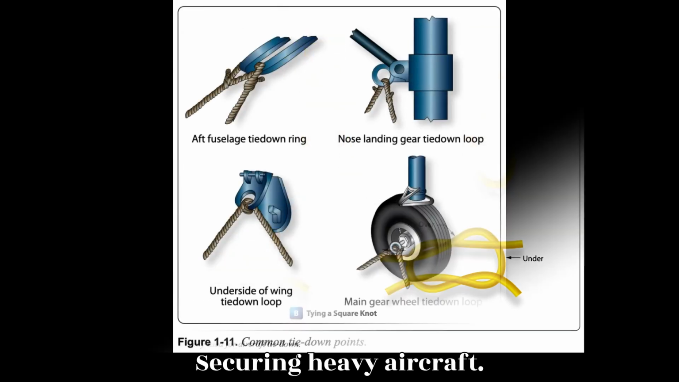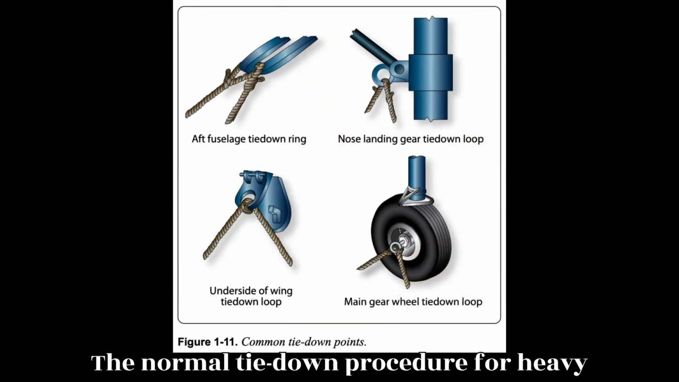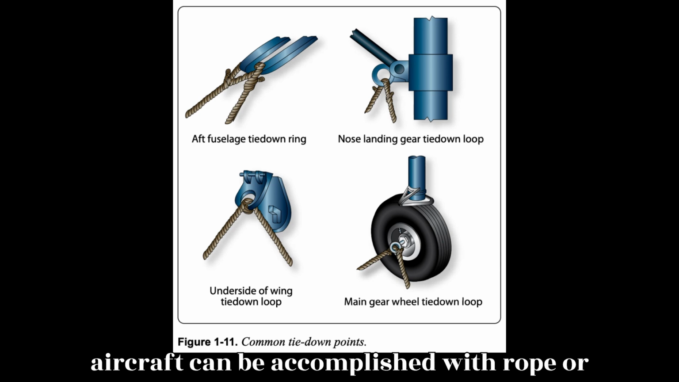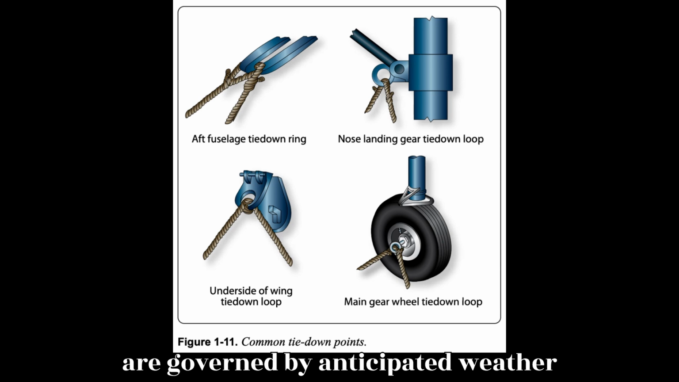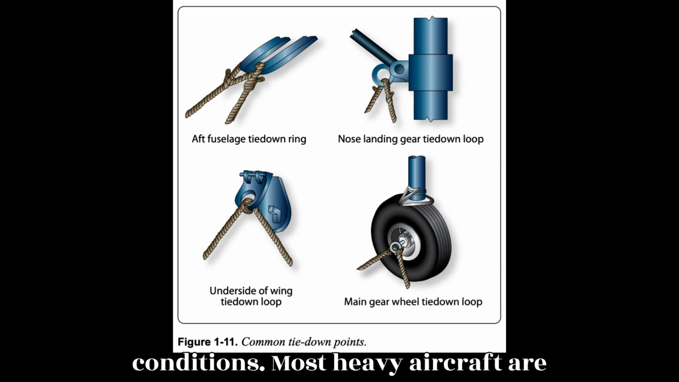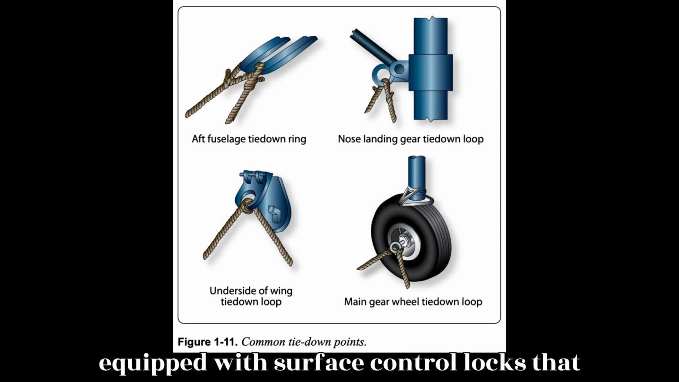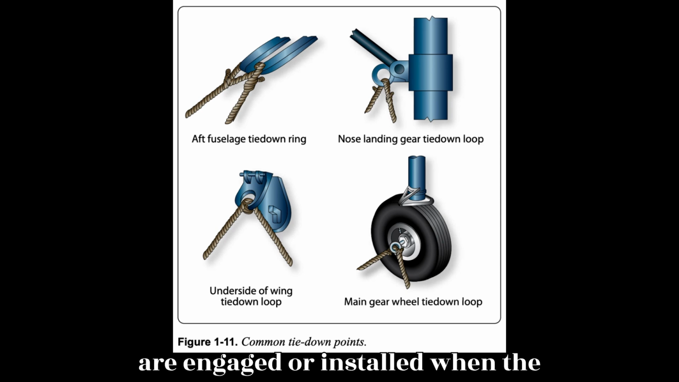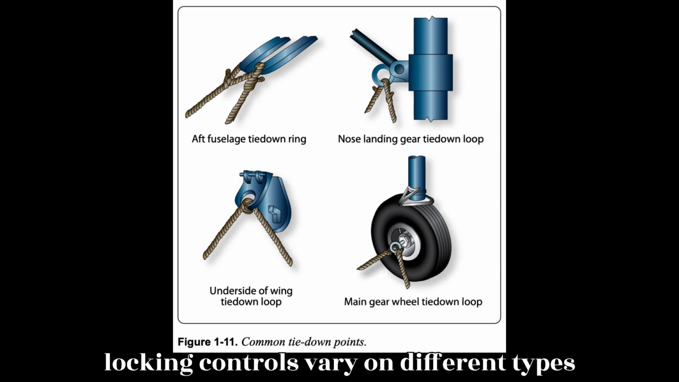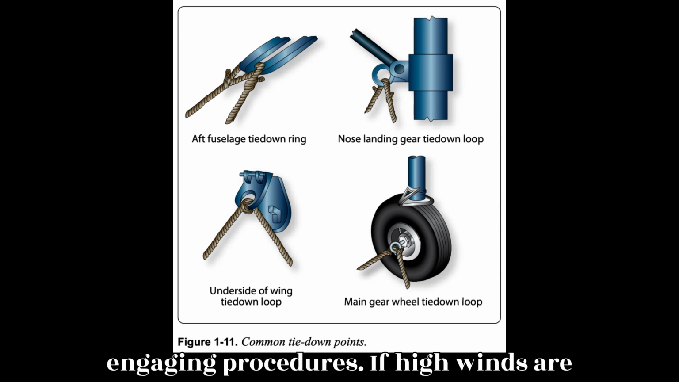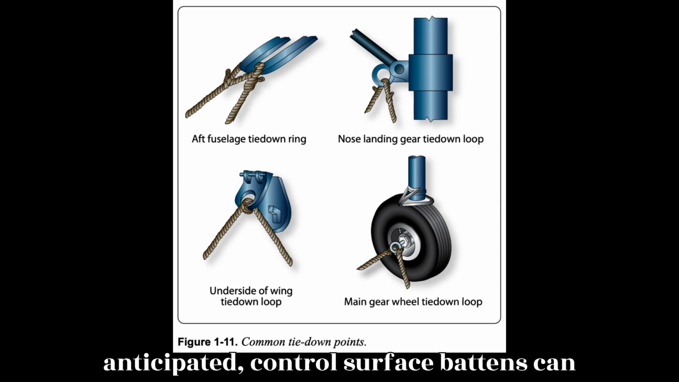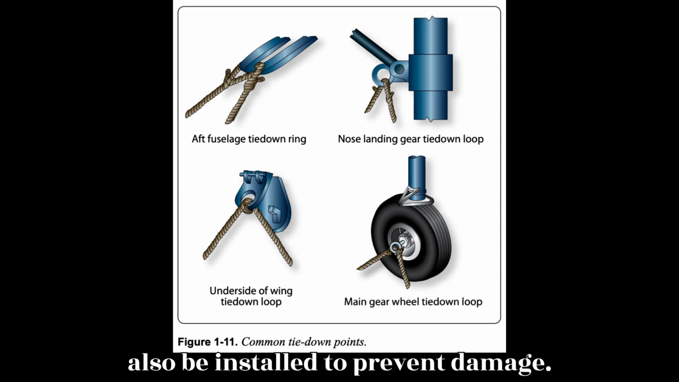Securing heavy aircraft. The normal tie-down procedure for heavy aircraft can be accomplished with rope or cable tie-down. The number of tie-downs is governed by anticipated weather conditions. Most heavy aircraft are equipped with surface control locks that are engaged or installed when the aircraft is secured. Since the method of locking controls varies on different types of aircraft, check the manufacturer's instructions for proper installation or engaging procedures. If high winds are anticipated, control surface battens can also be installed to prevent damage.